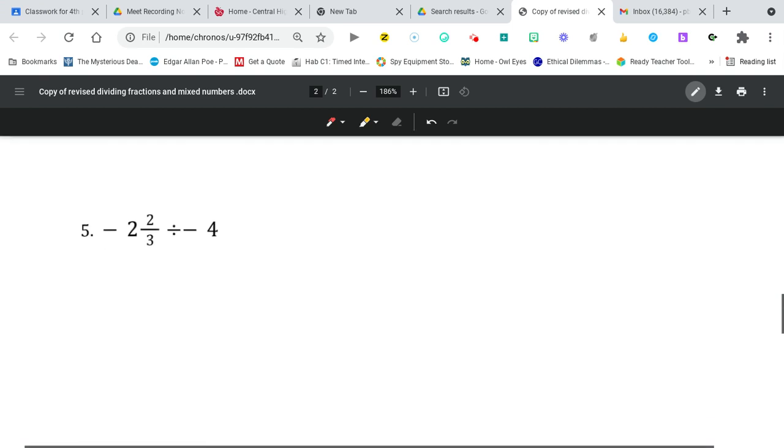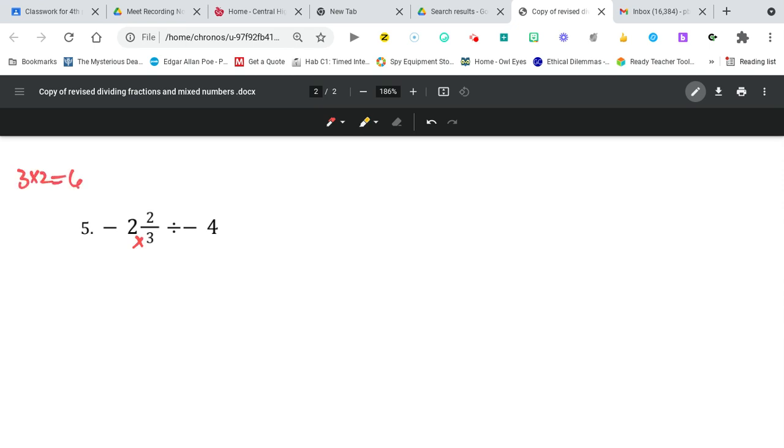All right, let's take a look at number 5. Number 5, I see another mixed number, so I'm going to change it. 3 times 2 is 6, and then I'm going to add the 2. That's 8. So I end up with negative 8/3. I'm going to put this over 1. Divided by negative 4 over 1. And I'm going to write this a little better because I don't like the way it's written.